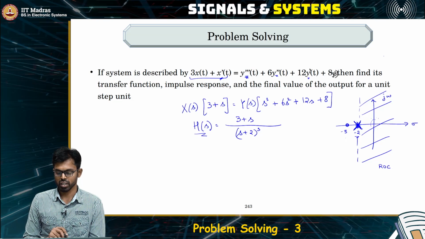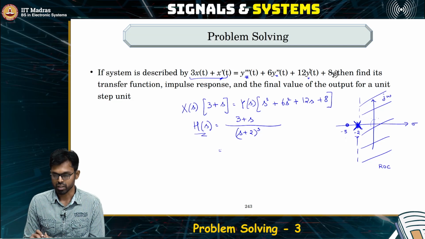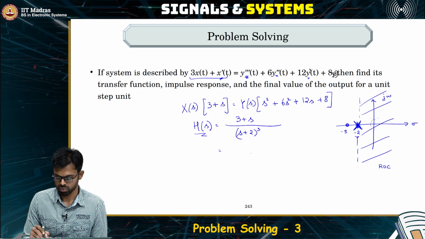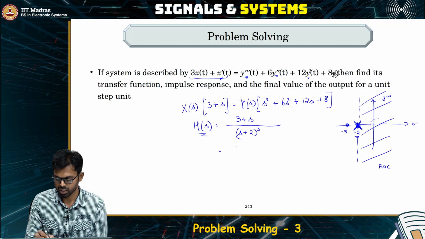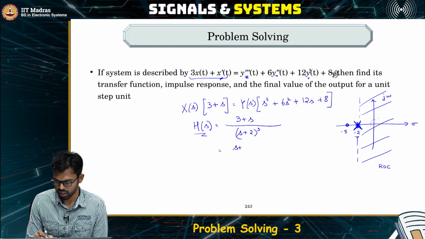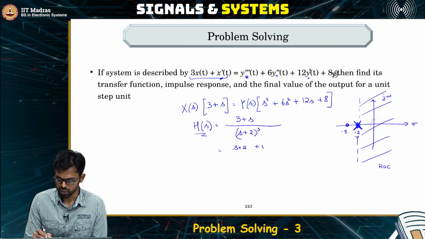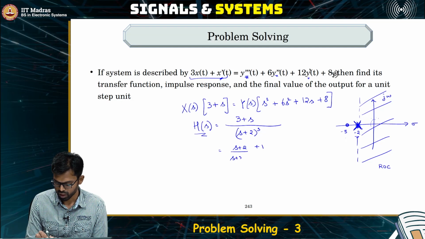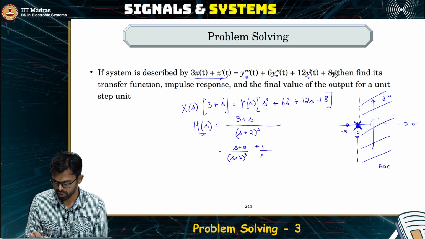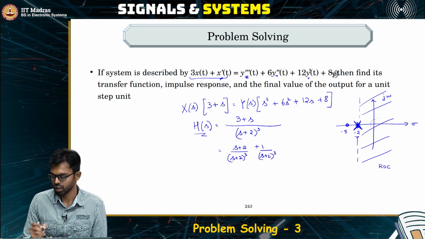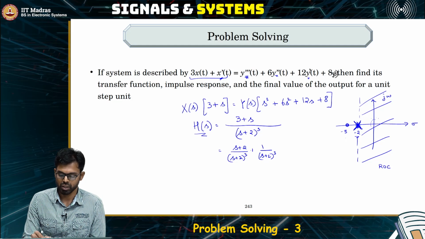Alright, let's try and find the impulse response. We need to break that into partial fractions. So how do we do that? In this case this is quite simple, because we can write this as s plus 2 plus 1. The numerator could be broken down like this. So if we can do that, then life is slightly simpler. This is a trick that we can do for at least this particular case.